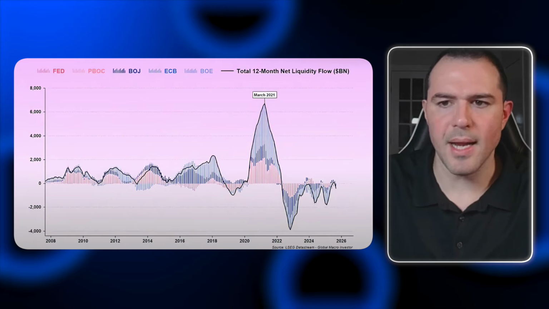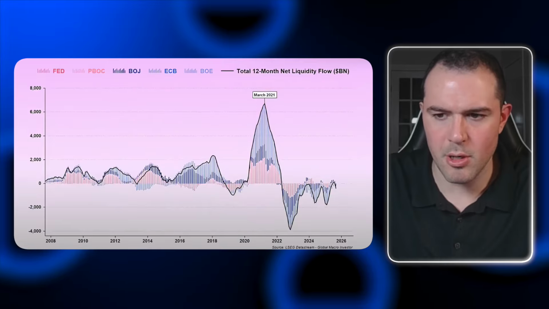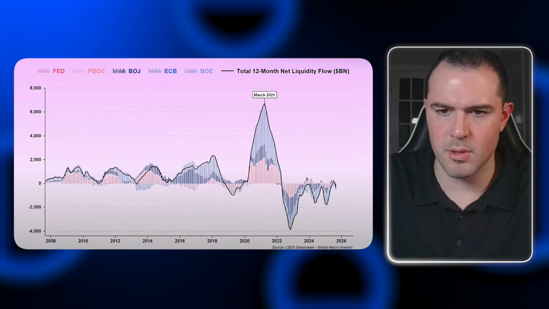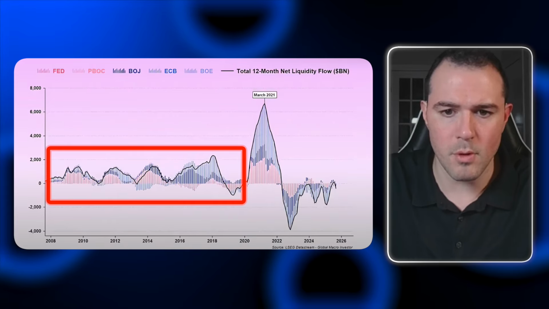And so you can see that here in this chart. This is from Raoul Pal and Julian Brigden over at Real Vision. We're going to be using a lot of their charts today. Definitely check them out. They're some of the best on these two things: the liquidity and the business cycle.